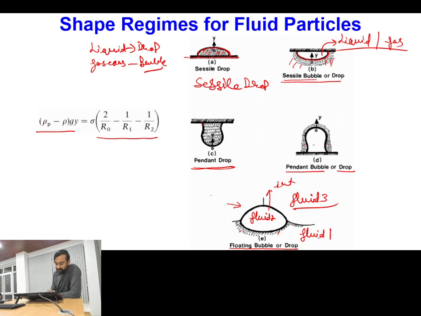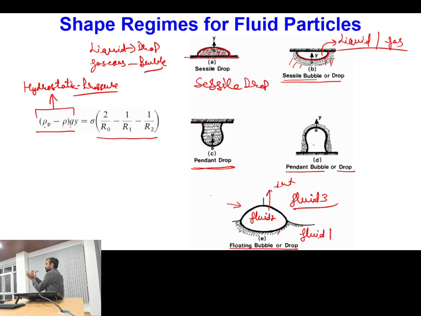So here you can see this rho minus rho g y represents nothing but hydrostatic pressure. Okay, and when we are having these shapes, these shapes also have certain curvature. So because of the curvature also there will be some pressure. Okay, what do we call that pressure?